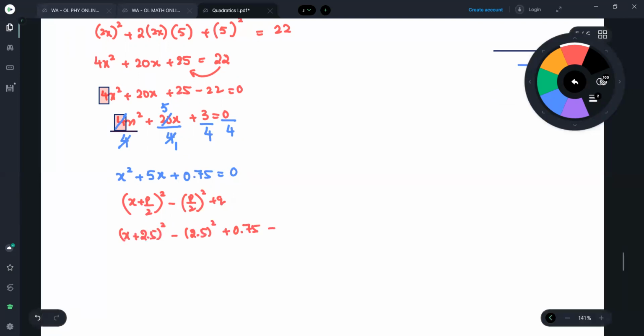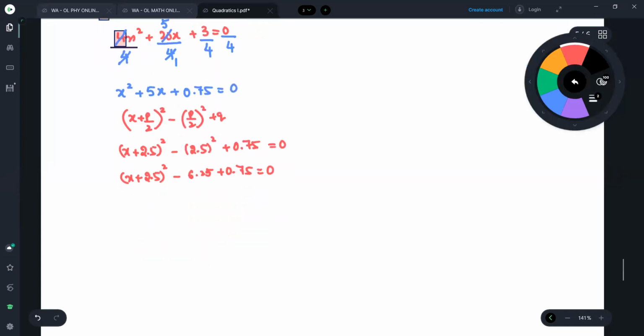Now what happens is, can I have the square of 2.5, please? 6.25. Minus 6.25 and plus 0.75. On your calculator, put in minus 6.25 plus 0.75. Minus 5.5. So it's going to be minus 5.5 equals 0. Now can I shift minus 5.5 to that side, please? Yes, sir.